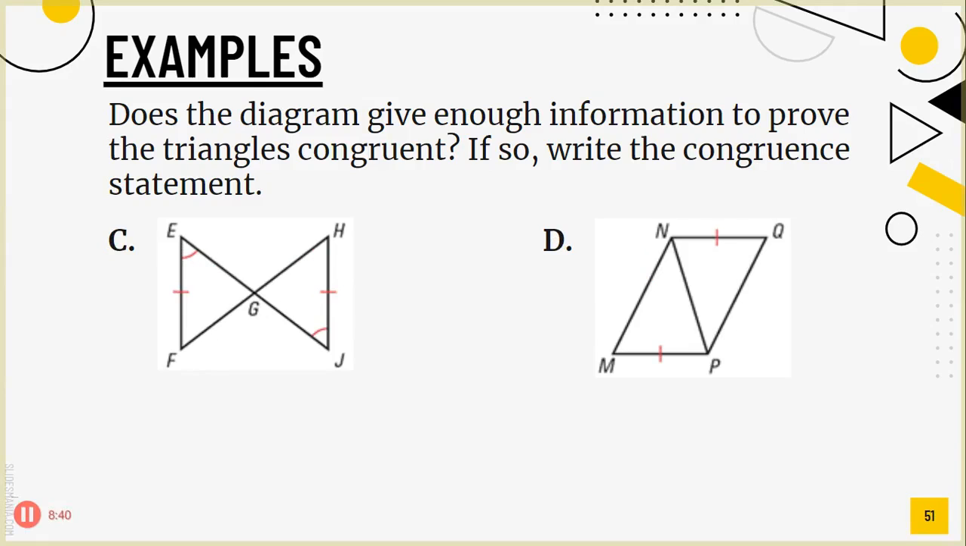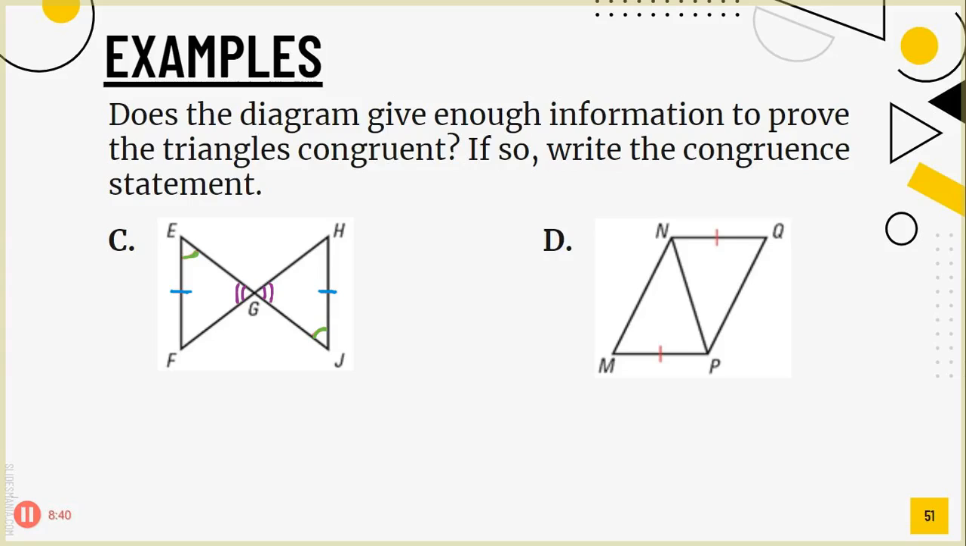Example C, again, we're going to look to see if I can mark anything else. Right now, I do know that angle E is congruent to angle J. And I also see that side EF has been marked congruent to side JH. And then I know from Unit 1 that angle EGF is congruent to angle JGH because those are vertical angles. So now I do have 3 pieces of information. I just have to see, is it in the correct order for me to use this?